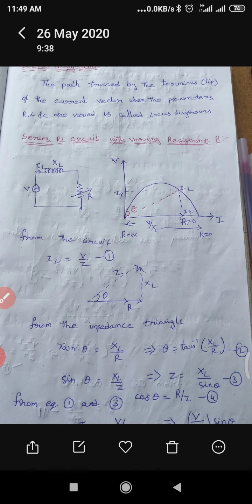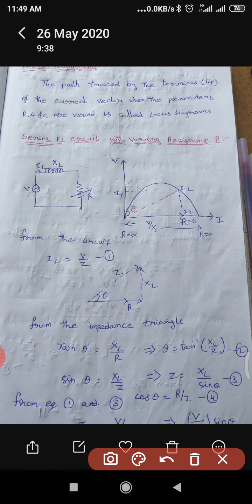So if you draw the vector for that current, by varying the parameters the current also varies. Now we are drawing the vector diagram for that current, and the path traced by the current is considered as a locus diagram.